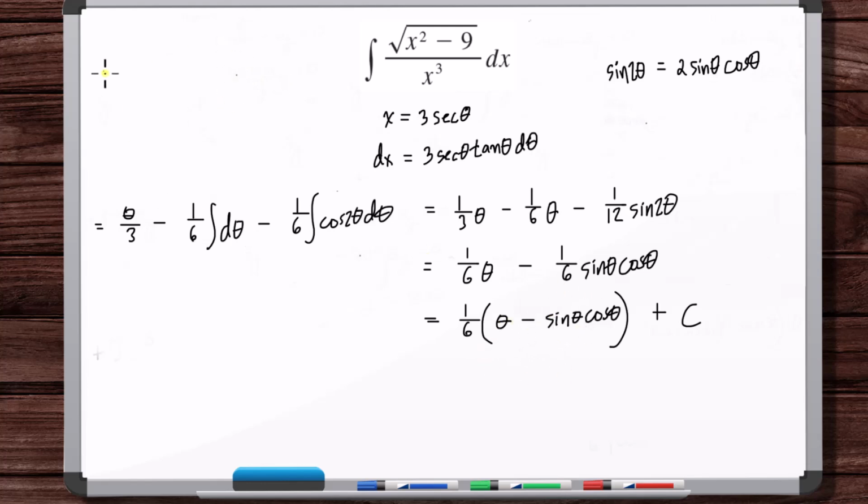So how do we do this? Well, we come back here to our original substitution definition. If we have just a theta, or just this variable, then all we're doing is just solving for that variable. So you've got secant theta is equal to x divided by 3. So theta is equal to inverse secant x divided by 3. And that's going to go here. So we'll have 1/6.